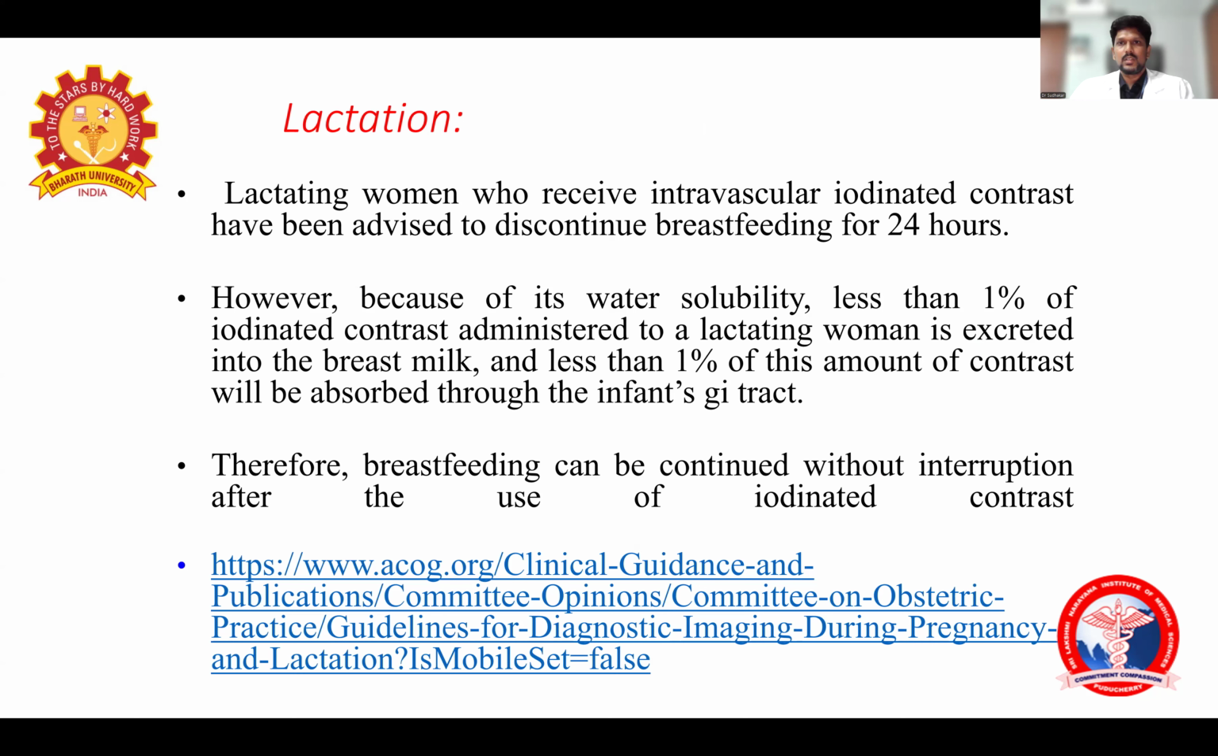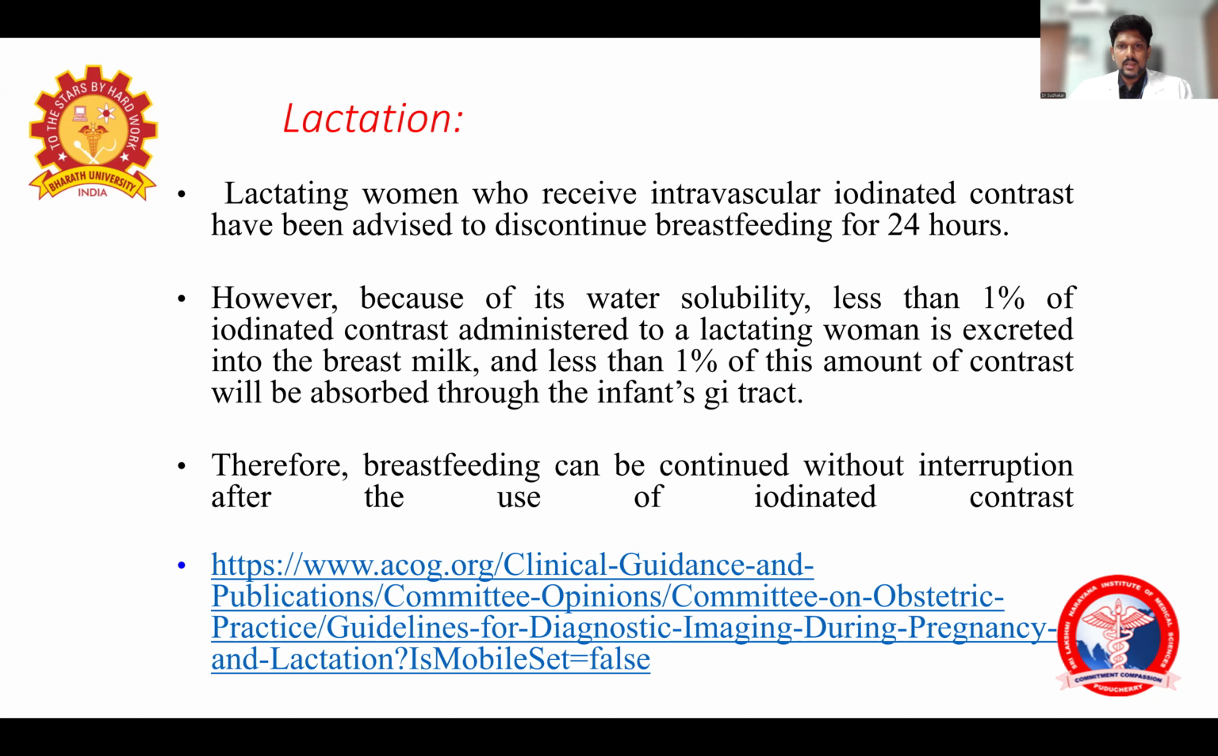Lactating women who receive intravascular iodinated contrast have been advised to discontinue breastfeeding for 24 hours. However, because of its water solubility, less than 1% of the iodinated contrast administered through IV in a lactating woman is excreted into the breast milk, and less than 1% of this amount of contrast will be absorbed through the infant's GI tract. Therefore, breastfeeding can be continued without interruption after the use of iodinated contrast.